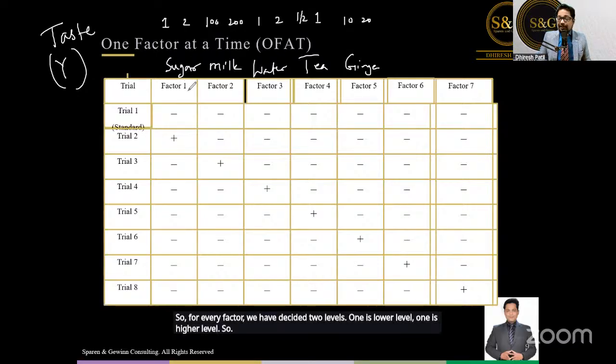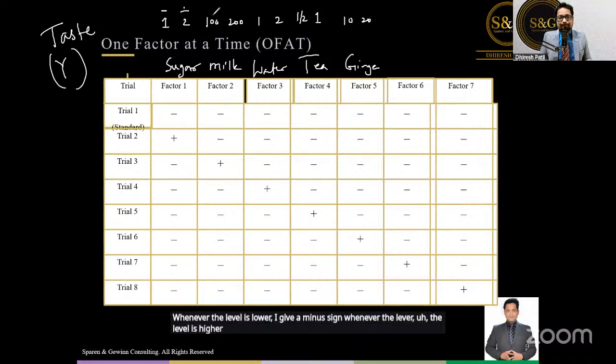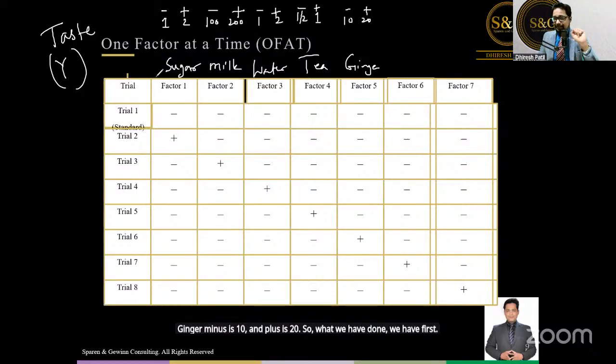So whenever the level is lower, I give a minus sign. Whenever the level is higher, I will give the plus sign. So milk, 100 is lower, 200 is higher. Water, 1 is lower, 2 is higher. Then the tea powder, half a cup is lower, 1 cup is higher. Ginger, minus is 10 and plus is 20. So what we have done, we have first finalized the factors according to our experience, and then we have decided the lower and the higher level, the levels.